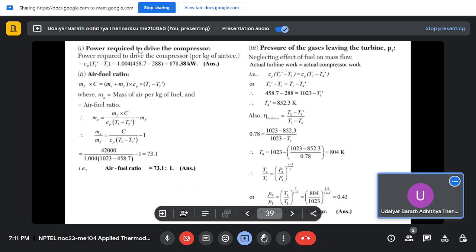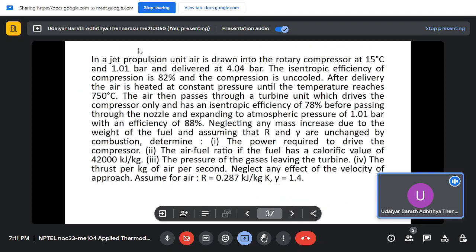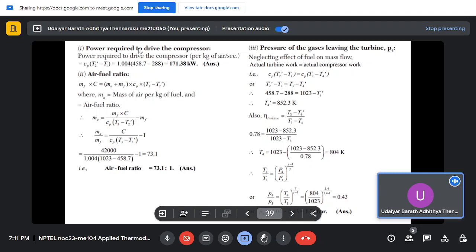Then the question is to find the power required to drive the compressor. It is just the change in enthalpy across the compressor: H2 dash minus H1, or in terms of temperature, Cp times T2 dash minus T1. Cp is 1.004, and T2 dash and T1 we have found. This comes out to be 171.38 kilowatt. So 171 kilowatt of power is required to drive the compressor.